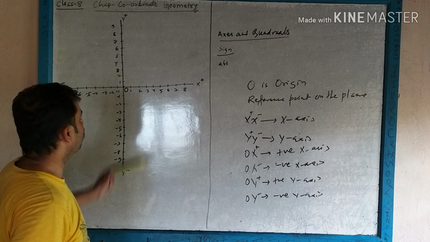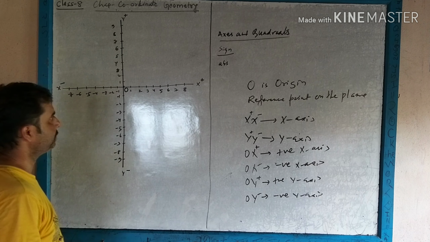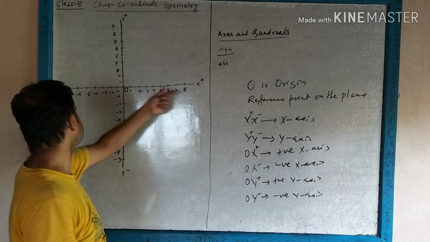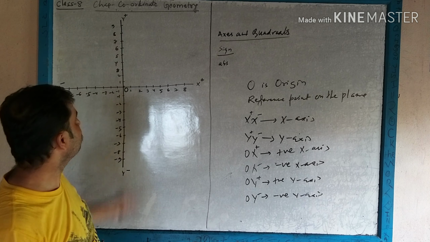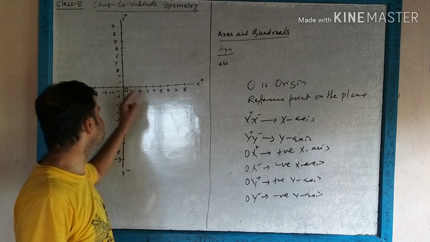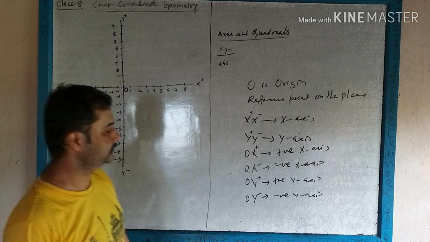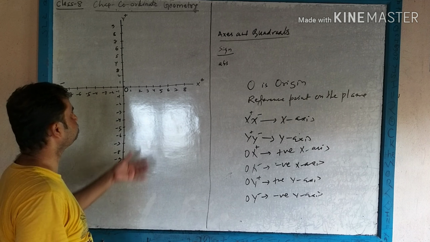And origin is the reference point from where we start counting. And x plus x minus in total is x-axis. Y plus y minus is y-axis. This is positive x-axis, negative x-axis, positive y-axis, negative y-axis. Okay, let's go more further.